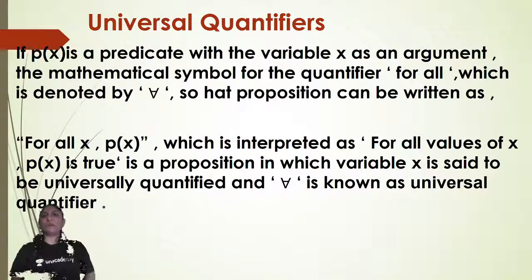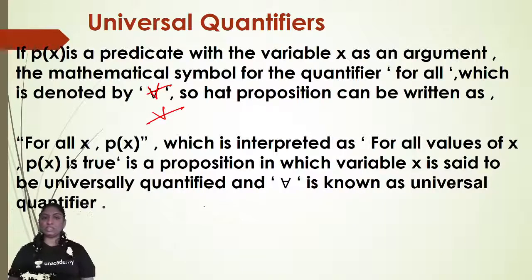Let's see what we mean by universal quantifiers. Let p of x be a predicate with the variable x as an argument. The mathematical symbol for the quantifier "for all" is denoted by this symbol. So the proposition can be written as for all values of x, p of x, which is interpreted as: for all values of x, p of x is true. It is a proposition in which the variable x is said to be universally quantified, and "for all" is known as the universal quantifier.